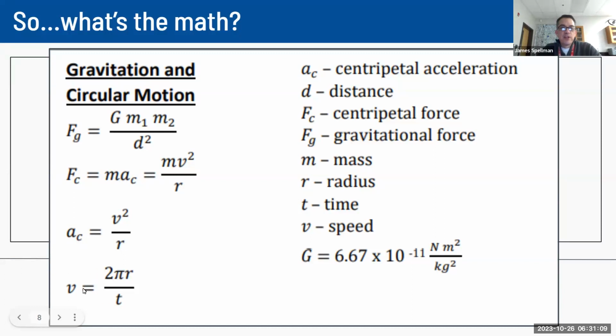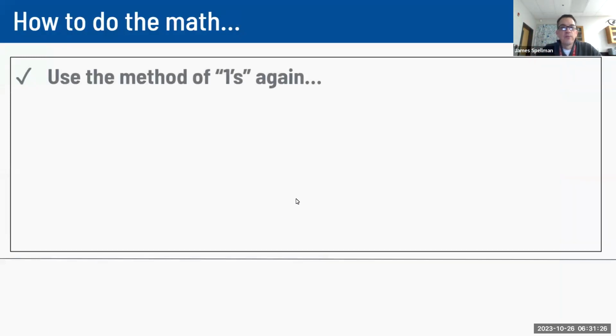And this one gives us an idea of how fast something is going if it's going in a circle. I'll go through that in just a minute. But 2 pi r tells us about the distance around the circle, and t is for time. So if we are measuring distance divided by time, again, we're getting velocity. And then all those things are spelled out for you over here.